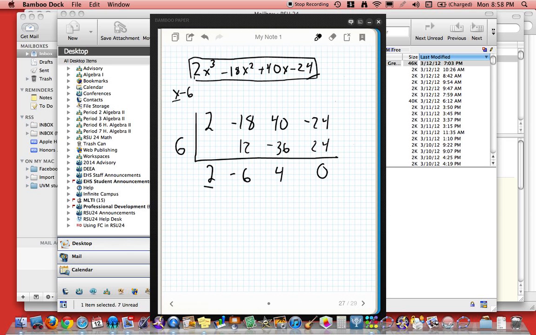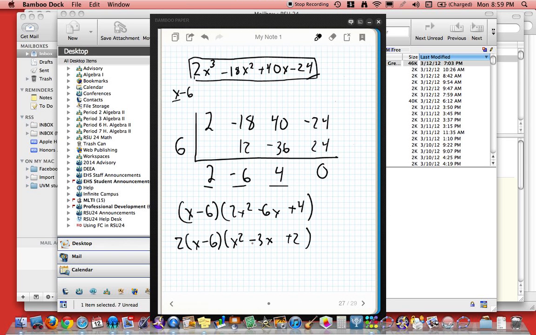And in fact, these are the coefficients of its other factor, the quadratic factor that it goes with. So I have x minus 6 times 2x squared minus 6x plus 4. Depending on your aptitude with factoring, you should right away see that there's a 2 across here. Let's pull the 2 out. We get 2 times x minus 6 times x squared minus 3x plus 2.